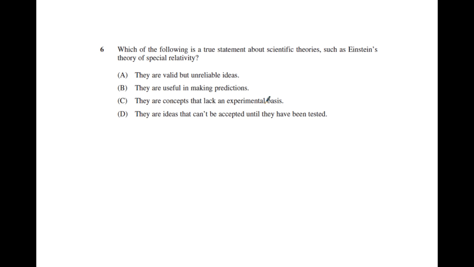Question number 6. Which of the following is a true statement about scientific theories such as Einstein's theory of special relativity? A, they are valid but unreliable ideas. B, they are useful in making predictions. C, they are concepts that lack experimental basis. D, they are ideas that can't be accepted until they have been tested. Pause now.